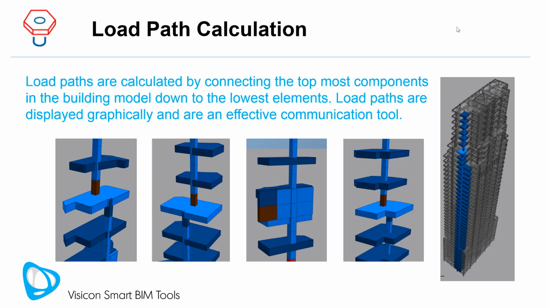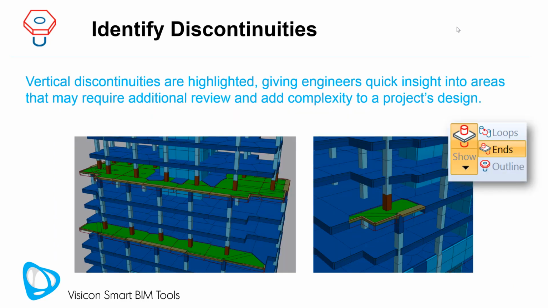Load paths are displayed graphically and are an effective communication tool. They can highlight the underlying complexity of a structure's vertical load path. This can be particularly useful when trying to explain the structural design to non-structural engineers. Vertical discontinuities are highlighted, giving engineers quick insight into areas that may require additional review and add complexity to a project's design. The contrasting color coding makes it easy to locate them in large, very complex projects.